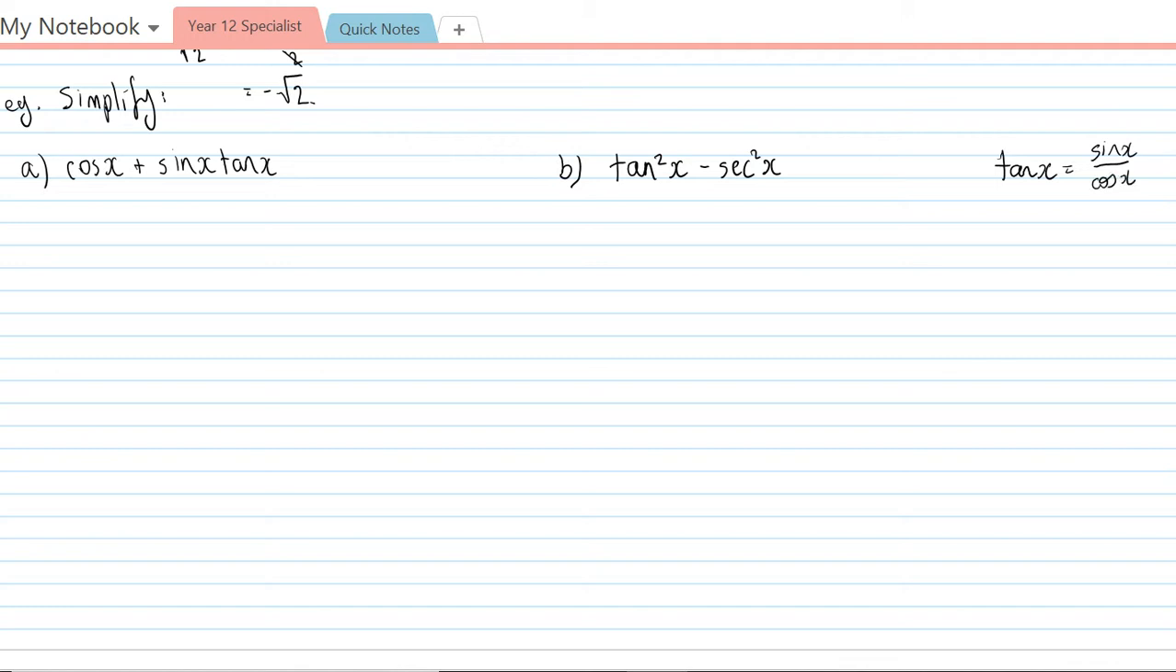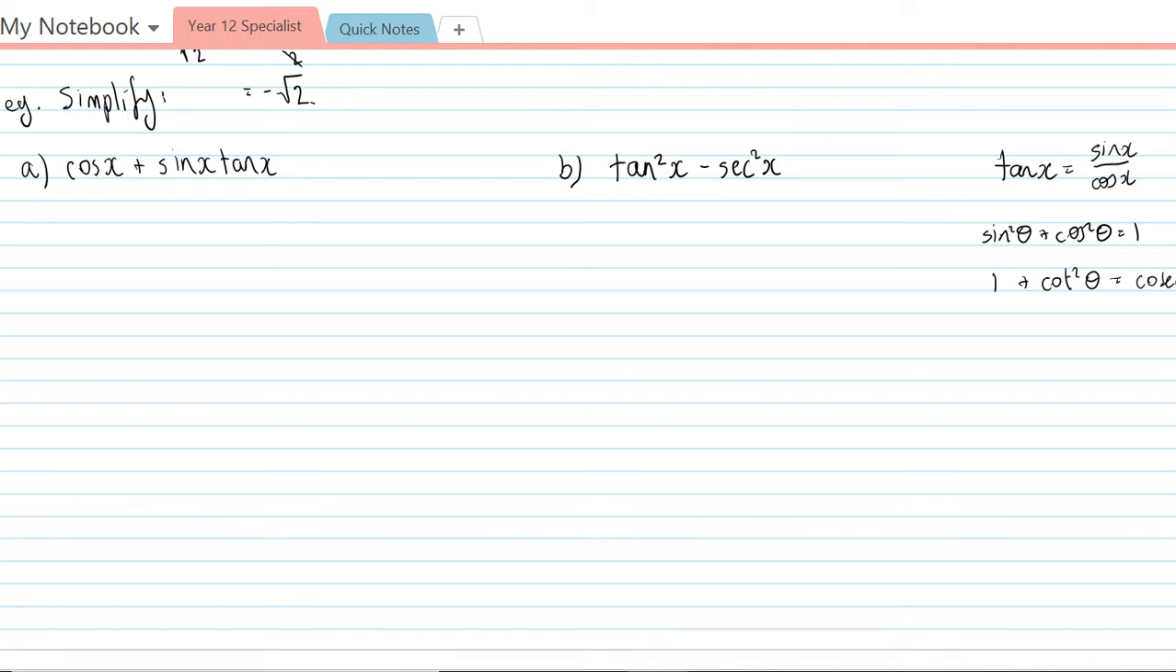We also need to know of the Pythagorean identity, which is sine squared theta plus cos squared theta equals 1. Now we can get different versions of this. If I were to divide both sides by sine squared theta, I would get 1 plus cot squared theta equals cosec squared theta.